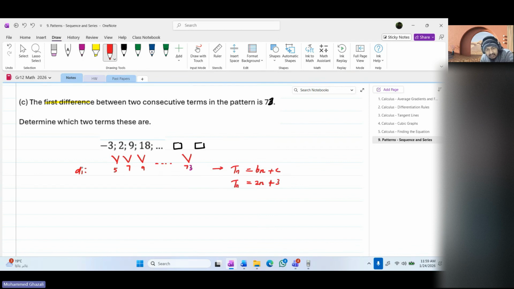Now substitute the different values in here. For example, just substitute 3 in here. So 2 times 3 is 6, 6 plus 3 is 9. You can see this formula works. So how did I get the 3? It's just the term before 5, which is invisible. Right, so now you need to equate this part to 73. So 2n is equal to 73 minus 3, which is 70. Therefore n is equal to 35. So n is equal to 35 means it's this term over here. It is term 35.